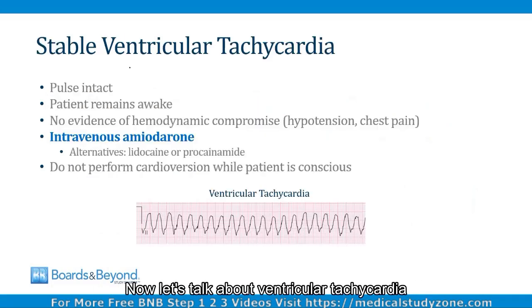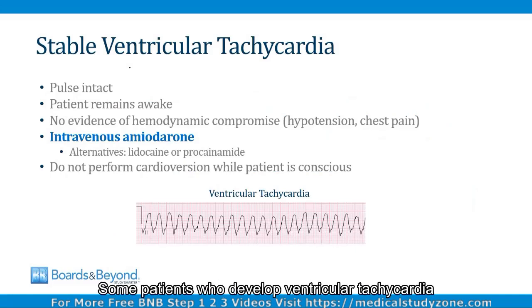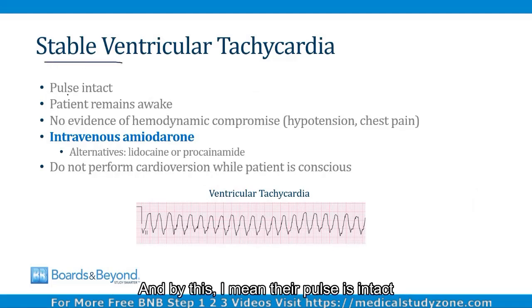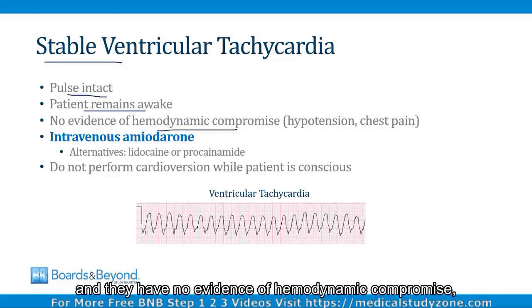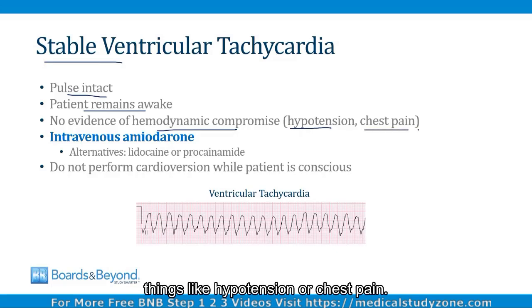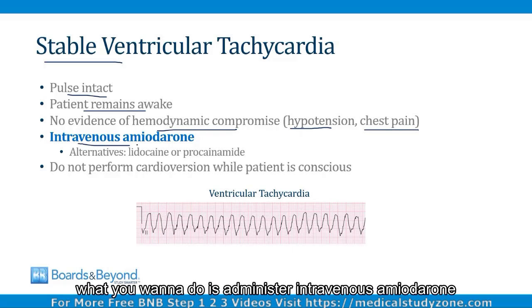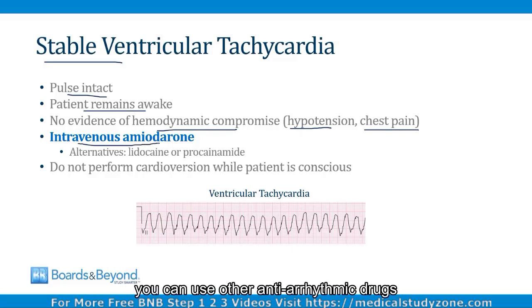Now let's talk about ventricular tachycardia in a little bit more detail. Some patients who develop ventricular tachycardia are stable, and by this I mean their pulse is intact and the patient remains awake, and they have no evidence of hemodynamic compromise, things like hypotension or chest pain. If you encounter this situation, what you want to do is administer intravenous amiodarone, or alternatively, you can use other antiarrhythmic drugs like lidocaine or procainamide.